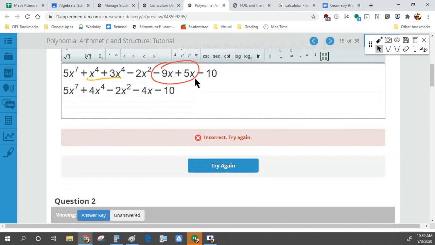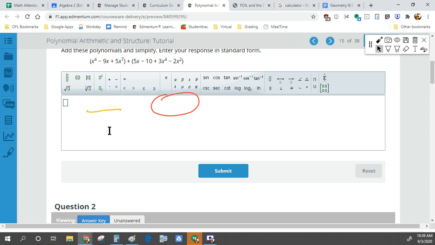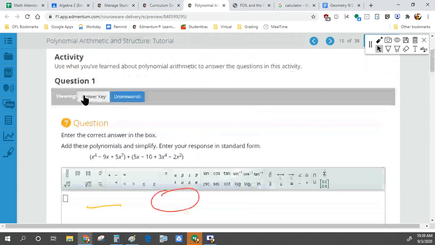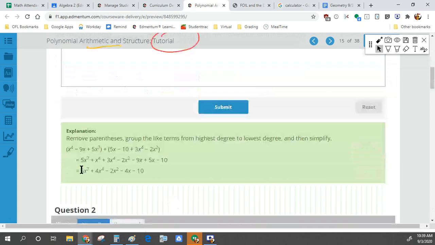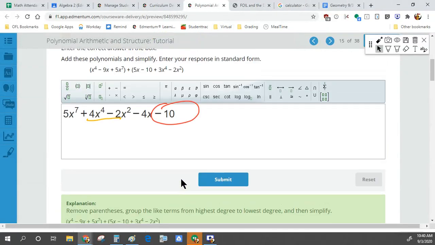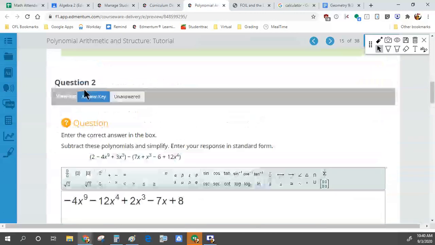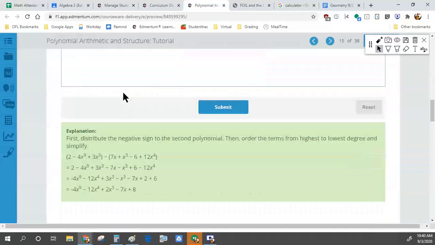Again, it says incorrect. I really hate that it says incorrect. I don't care if it says incorrect, but I really like that it shows the work. They want you to literally just type out the answer only. Not the biggest fan of that. So unfortunately for tutorials, it does only want the answer. For activities, I do want you to show your work.